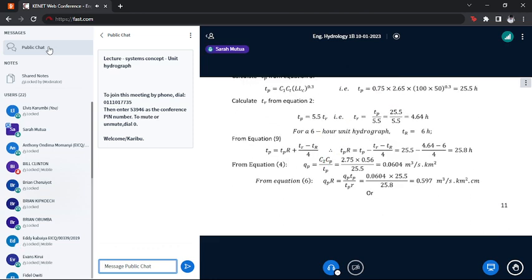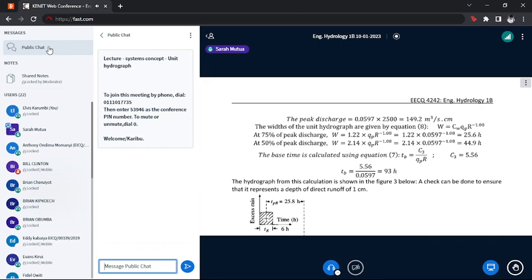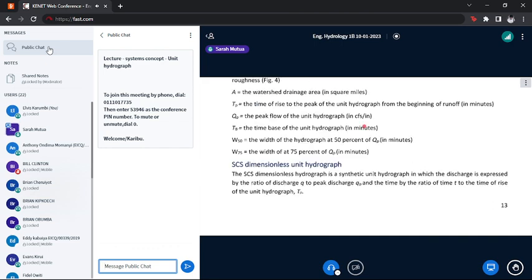Then the second hydrograph is the SCS hydrograph. SCS means Soil Conservation Service, and it is for the United States. And the same as with Snyder's hydrograph, with that empirical approach, the study was also done in the United States. But the Snyder's unit hydrograph has received widespread application in most parts of the world, especially in Africa, where we have many gauged catchments.